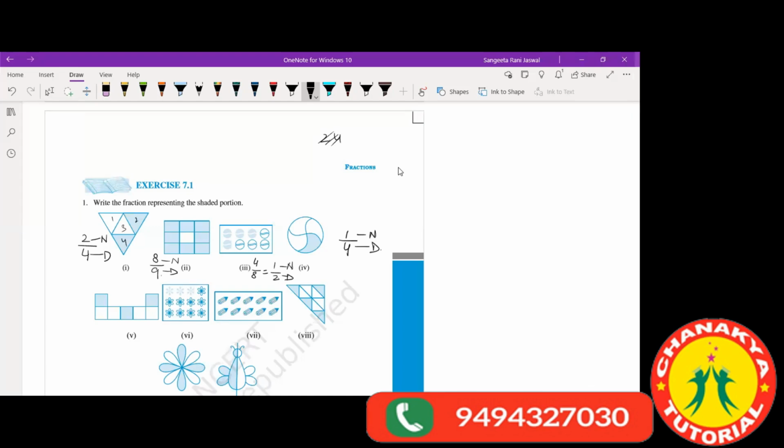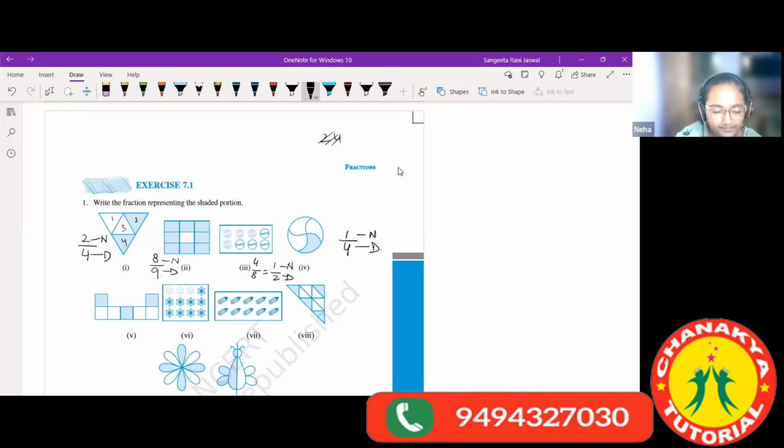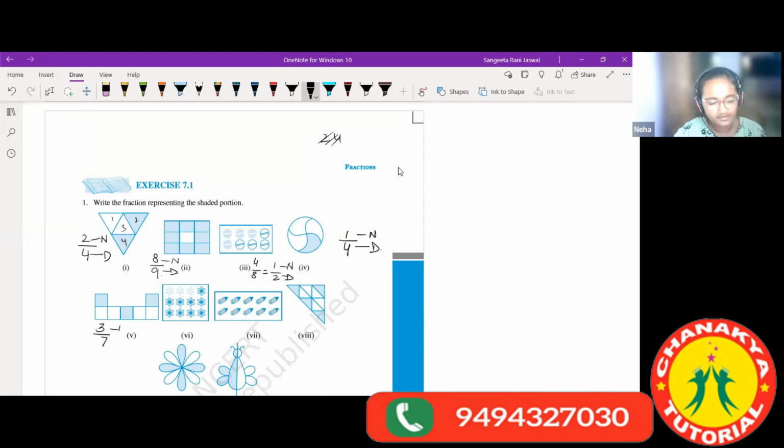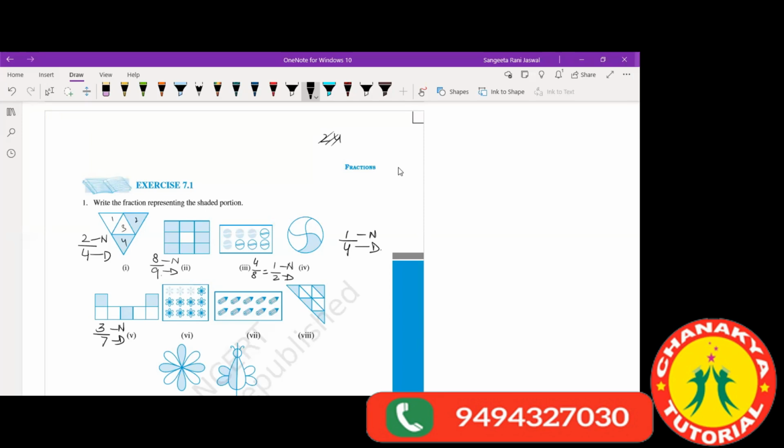Now tell me the next one. What fraction is this? Fifth one. 3/7. These are 5, 6, 7. Total are 7 and 3 are shaded. So numerator is what? Numerator is 3 and denominator is 7. Good. Now tell me here, how many are the total flowers?